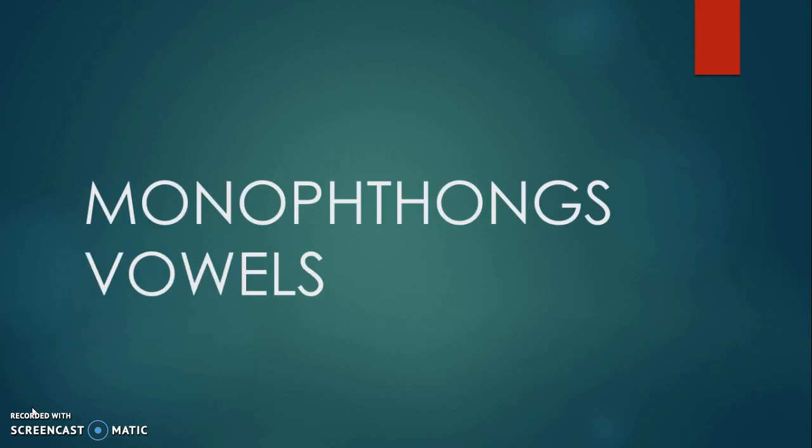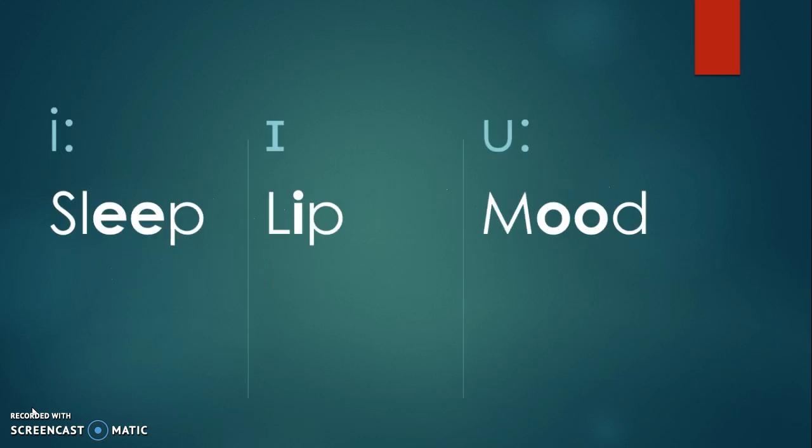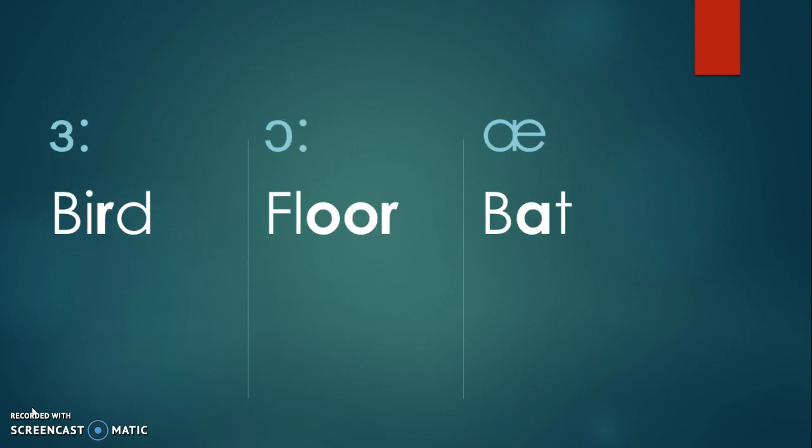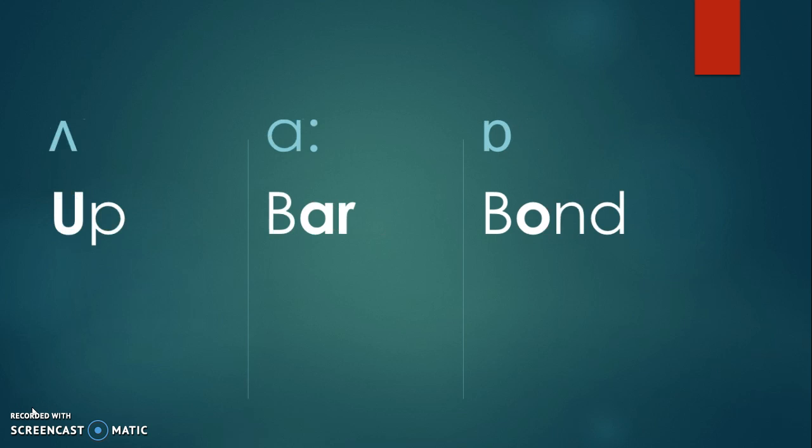The monophthong vowels. We have the E for sleep, the I for lip, the U for mood, the U for hood, the E for sled, the schwa for listener. We have the vowel for bird, the vowel for floor, the A for bat. We have the vowel for up, R for bar, O for bond.